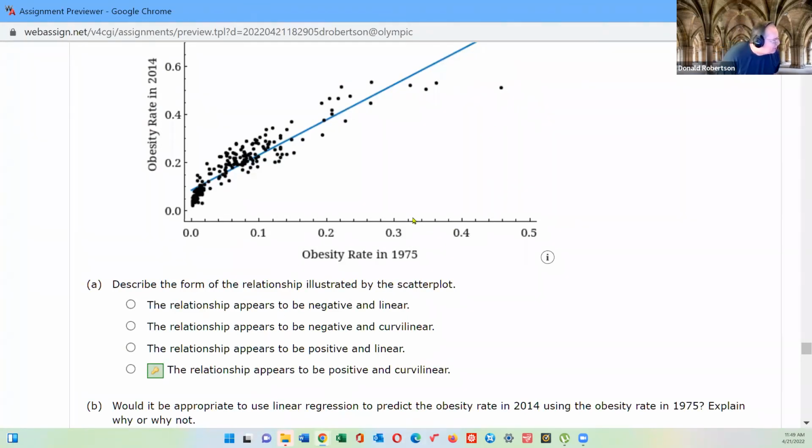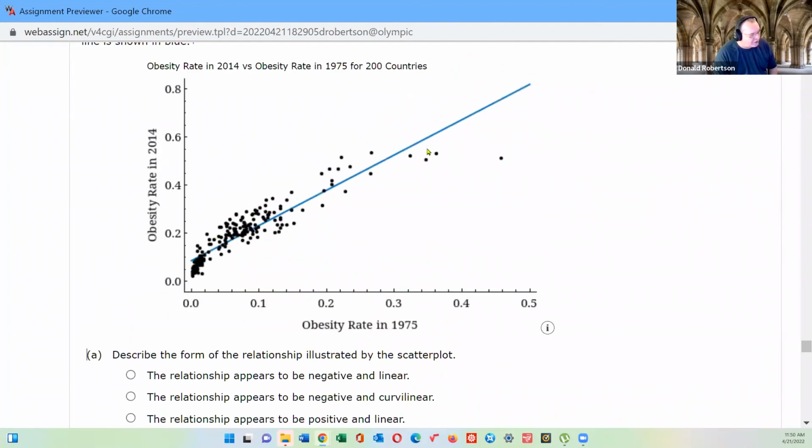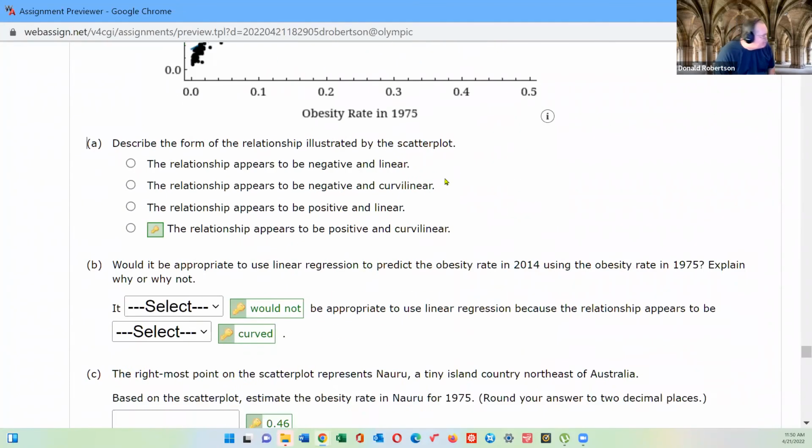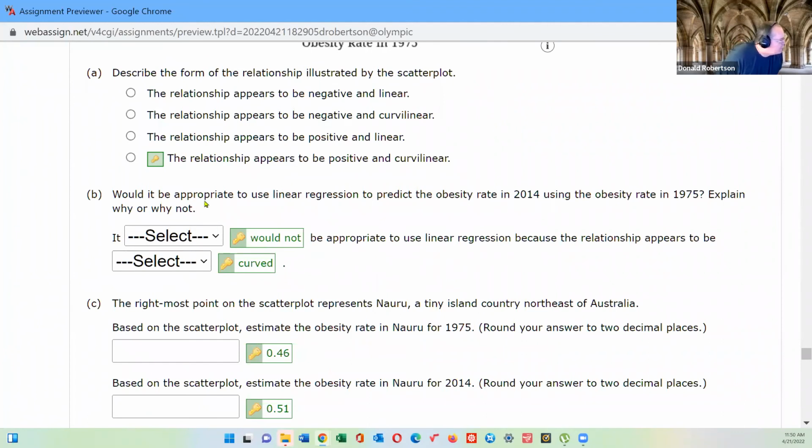Now, describe. Oh, we got the answers here. Describe the relationship. It appears to be positive and curvilinear. Oh, good. They agree with the curvilinear. Would it be appropriate to use a linear model? Well, if the data is curvilinear, it would not be appropriate to use. Why? Because it's curved, right? You shouldn't try to put a straight line through data that's curved.